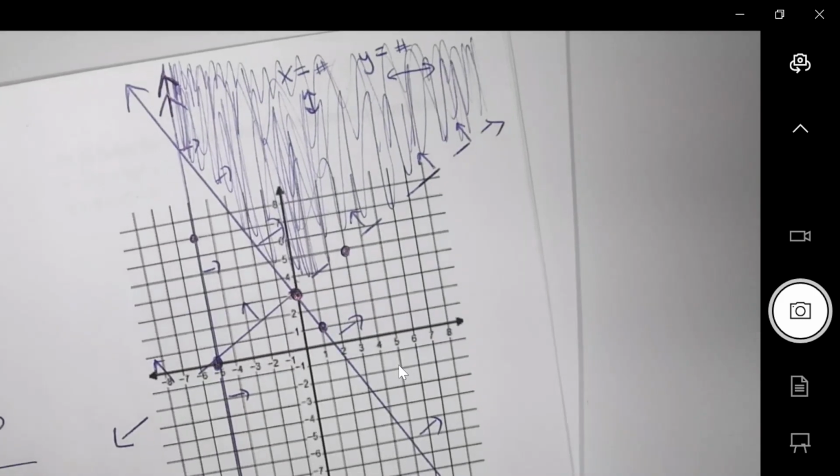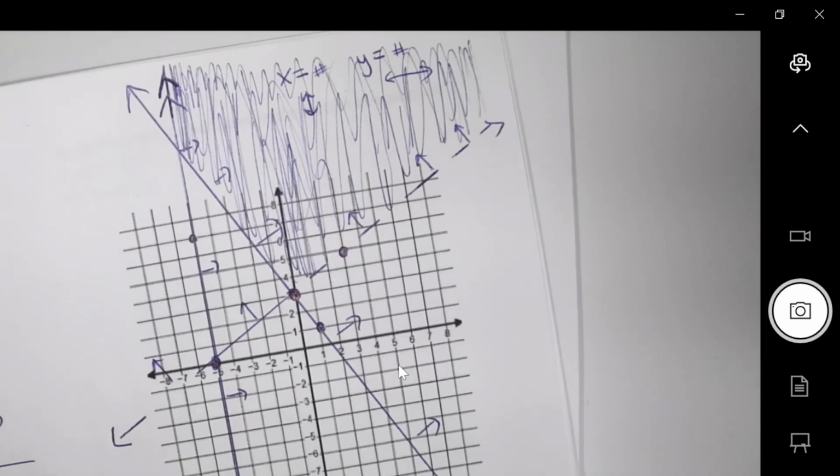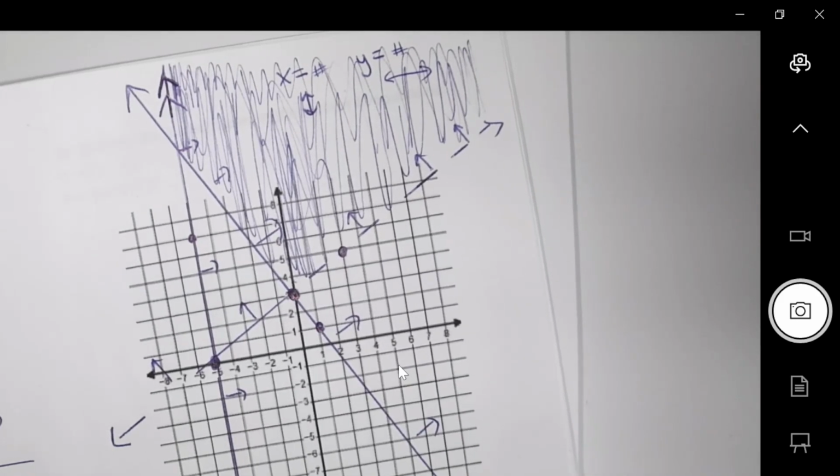I'm going to draw my next little line. Okay, I think I'm going to teach again.